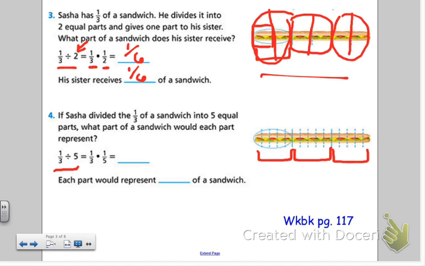1/3 is the section that Sasha has, and he's dividing it into 5 little sections, 5 equal parts, and that became 1/3 times 1/5. The 1/3 stayed the same here, but dividing by 5 was the same thing as multiplying it by 1/5. In this case, that's where we get our 1/15. So each part would represent 1/15 of a sandwich.